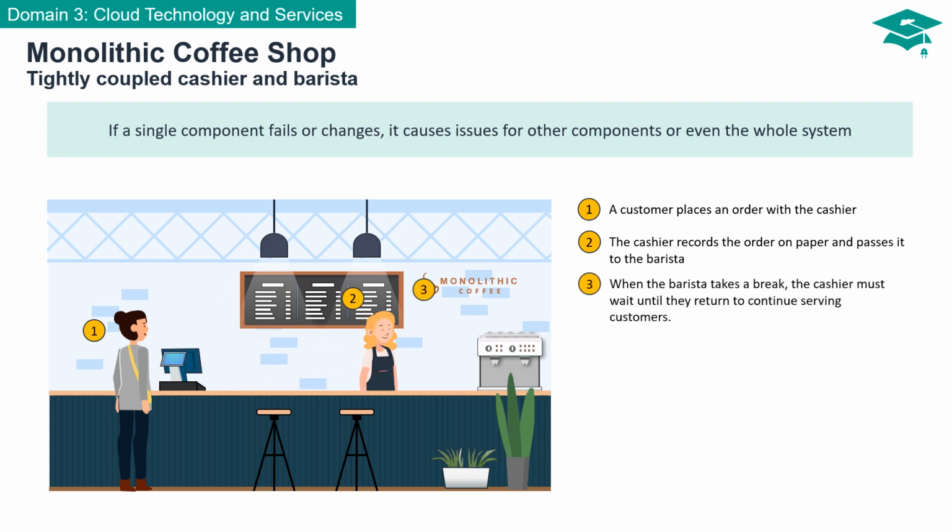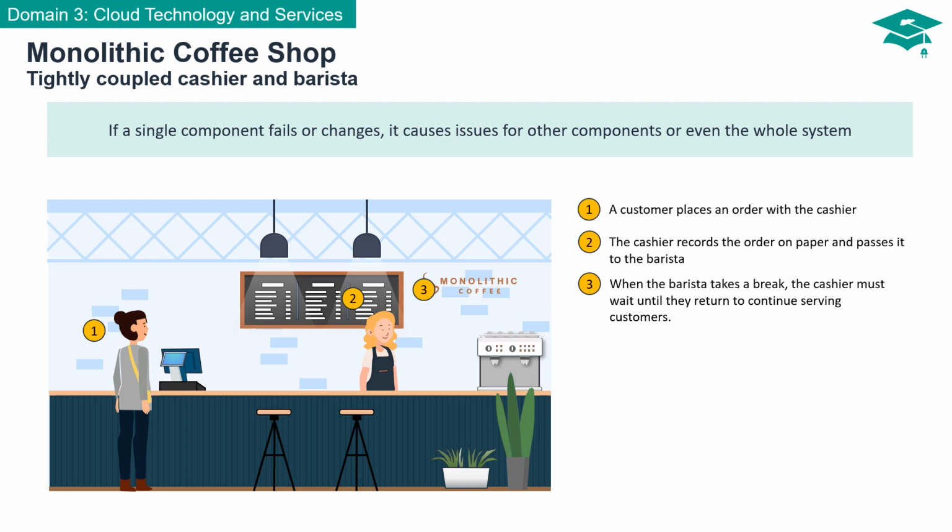The cashier and barista are not in sync, since the barista is taking a break. This disrupts the entire coffee shop's operation, affecting the quality of service. Similarly, in a monolithic architecture, if one component encounters a problem or becomes outdated, it can potentially lead to the failure of the entire application. In the next slide, we'll explore alternative architectural approaches, such as microservices, which offer greater flexibility and fault tolerance.